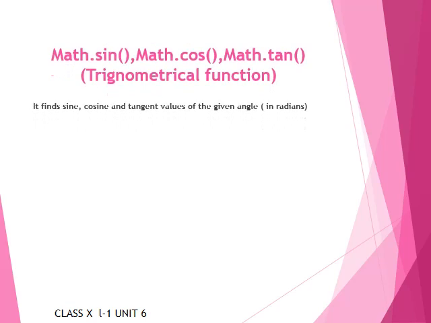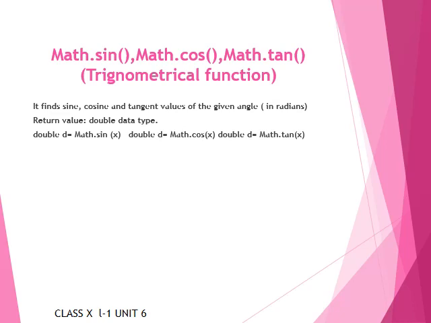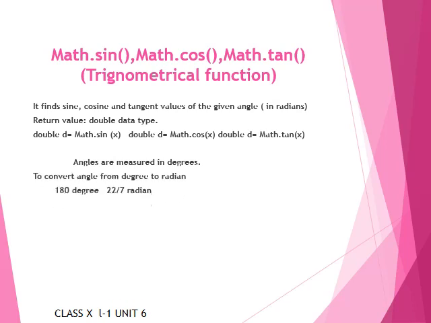Trigonometry functions: Math.sin, Math.cos, Math.tan. It finds the sine, cosine, tangent value of a given angle in radian. Return value is double data type. Double d is equal to Math.sin x. Double d is equal to Math.cos x. Double d is equal to Math.tan x. Angles are measured in degrees. To convert an angle from degree to radian, 180 degree is equal to 22/7 radian.